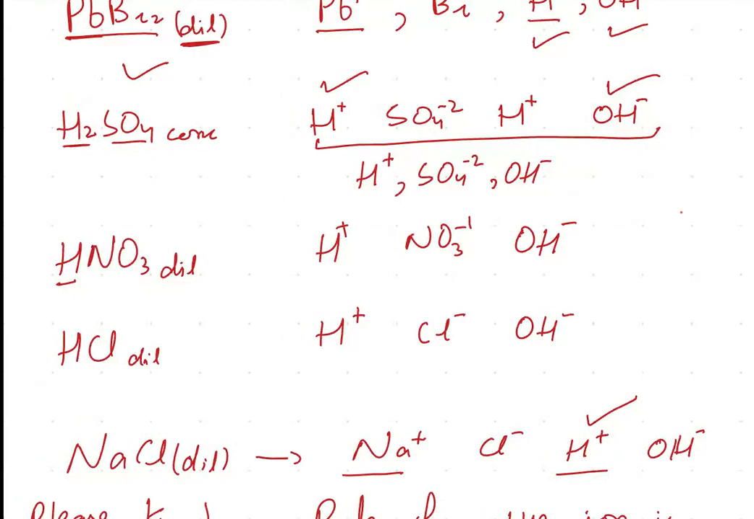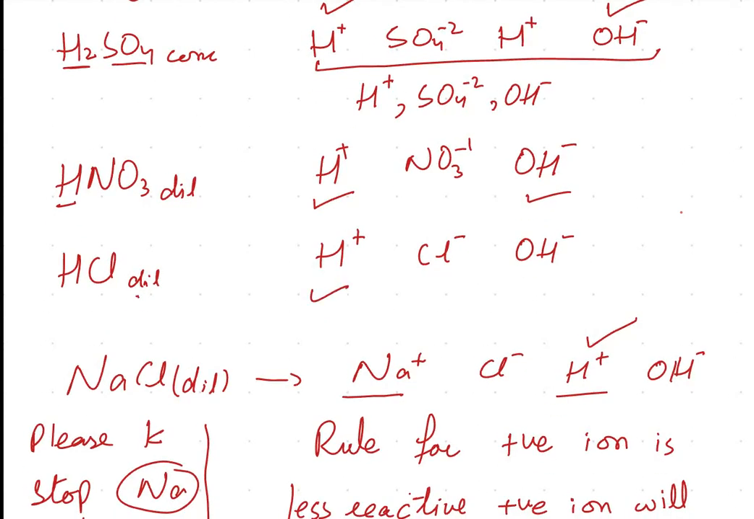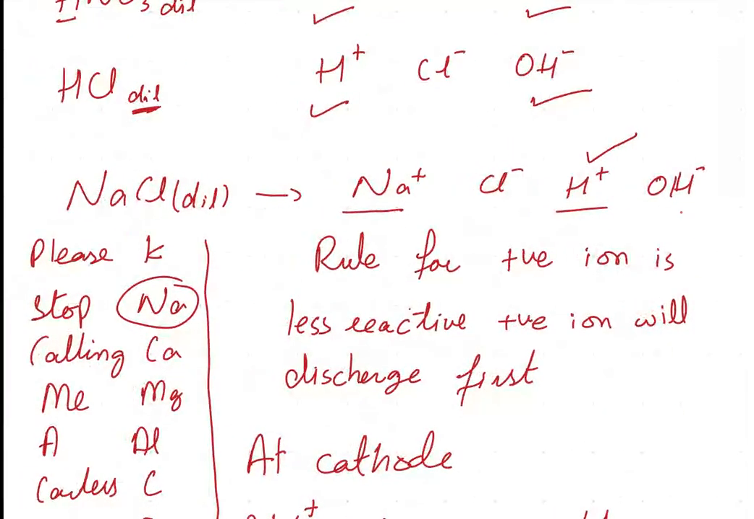Here we have HNO3, we have only one positive ion, that is H, and NO3 will never discharge, so OH will be discharged. Here we have the H positive, now the solution is diluted, so Cl will not discharge, and so only OH will discharge. So by just understanding the rule, you can easily find out which positive and which negative ion will discharge.